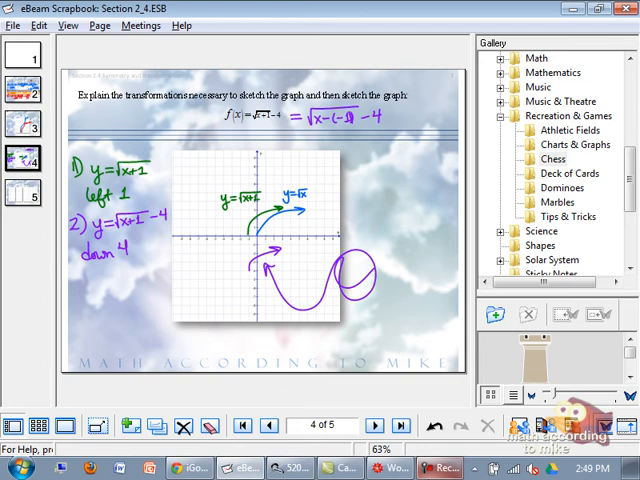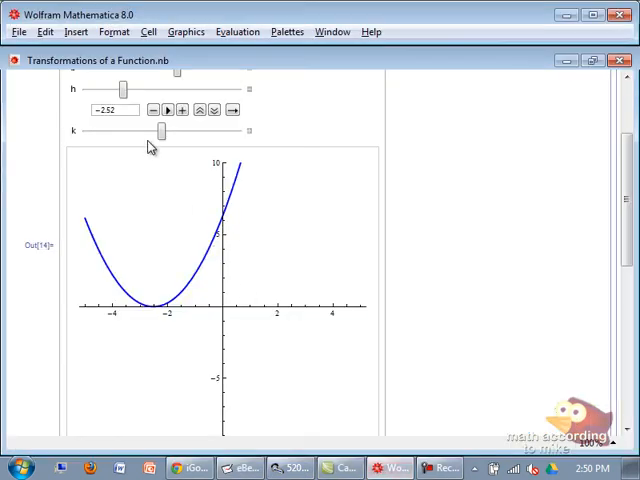Let's talk about reflections. We have two types. We have a vertical reflection. We'll generalize this in a second. Let's look at a numerical example. Let me get everything back to where it was.